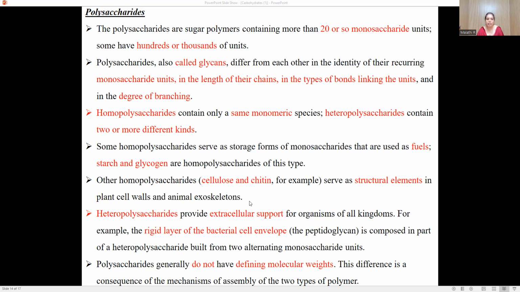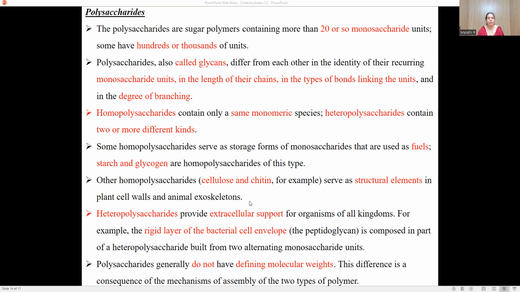And the animal surfaces, the glassy surfaces we have in insects and so on, are because of the presence of chitin. Chitin is one of the homopolysaccharides. So structural homopolysaccharides include cellulose and chitin. Storage forms of homopolysaccharide include starch and glycogen. These are the homopolysaccharides we have to consider of major importance in the biological system.